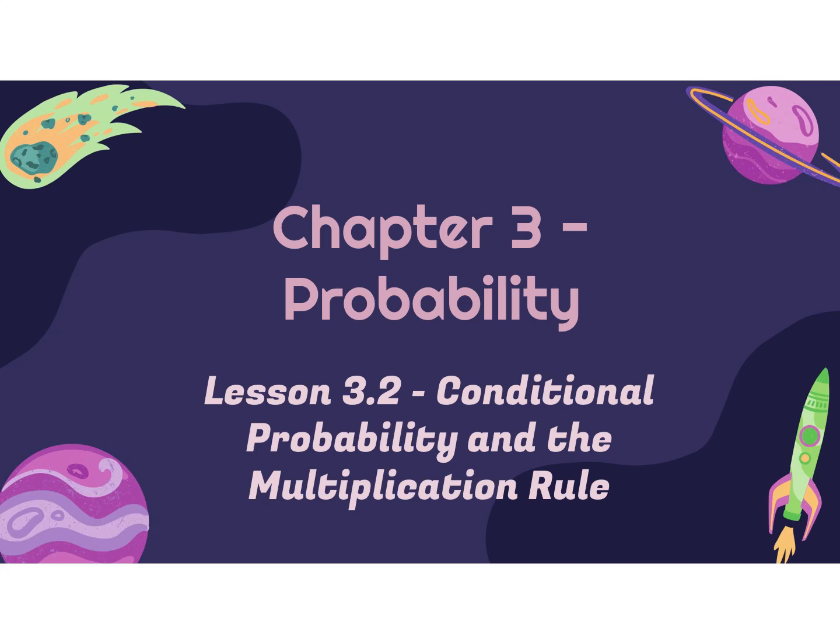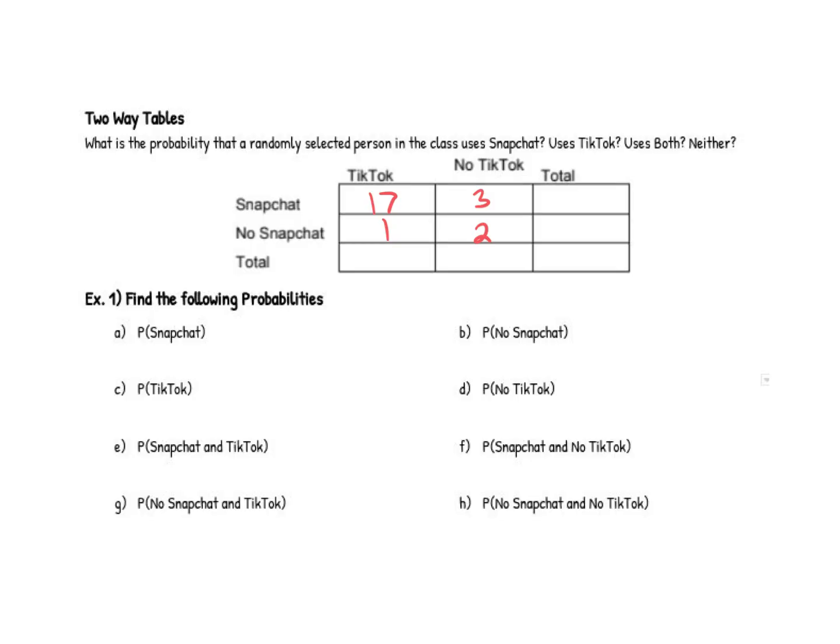Hey guys, today we are talking about conditional probability. We use two-way tables to find the probability of certain events, and they're a great way to set up for conditional probability. So our two-way table is talking about what is the probability that a randomly selected person in the class uses Snapchat, uses TikTok, uses both, or neither.